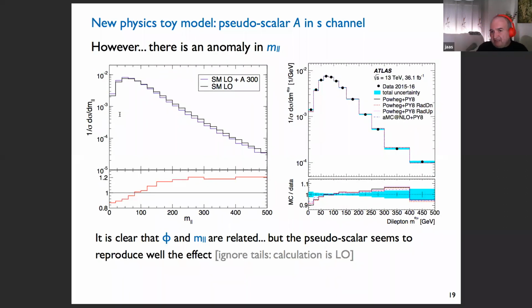But even being excluded, let me have a look at more anomalies. It's curious that when you introduce the pseudo-scalar fitting the anomaly in the phi angle, you get these deviations in the invariant mass of the two leptons, which are somehow in agreement with the measurement. This is compared to Monte Carlo and next to leading order. These two quantities are related, but okay. Even if this is excluded, it's curious to see.